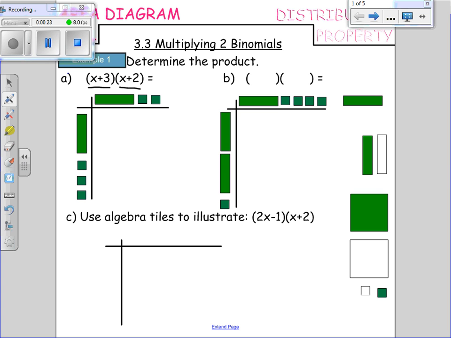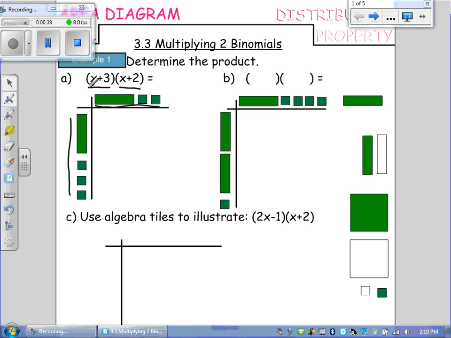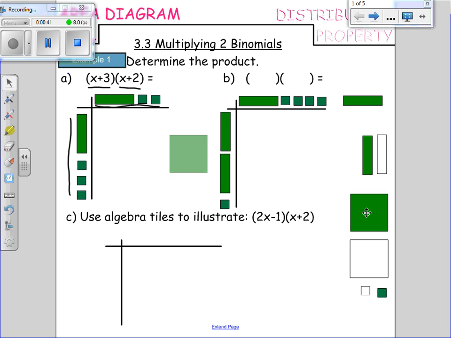This one over here is the x plus 3. This one's obviously the x plus 2. You multiply it the exact same way. So pictorially, our steps don't change. As long as you draw it out properly, you'll be set. What's our first one going to be? x squared. So it's going to be one of these, and it's going to be positive.